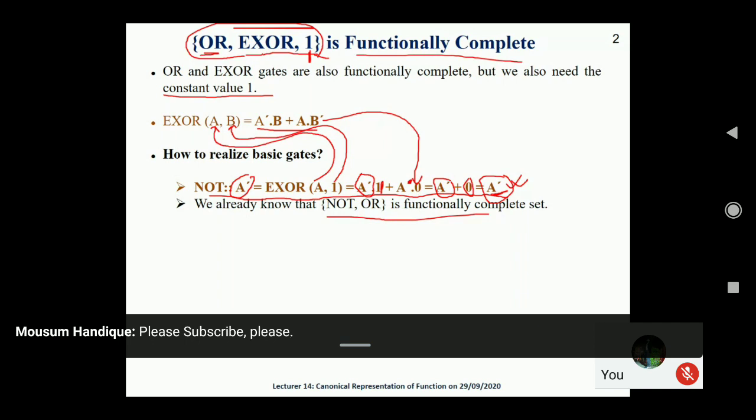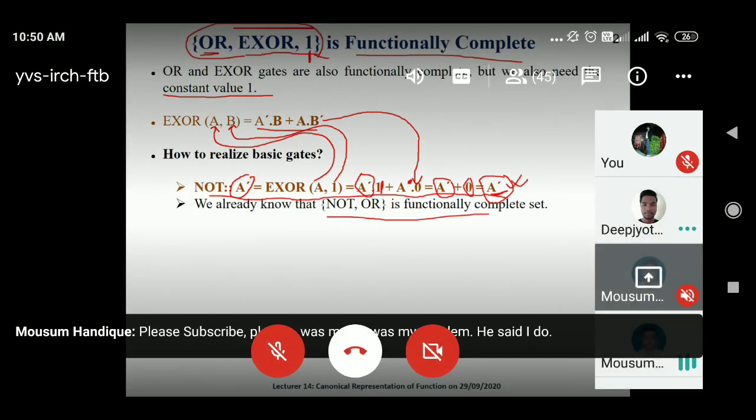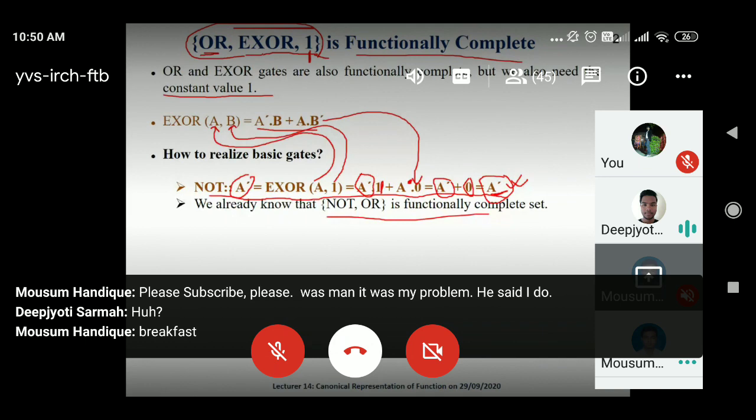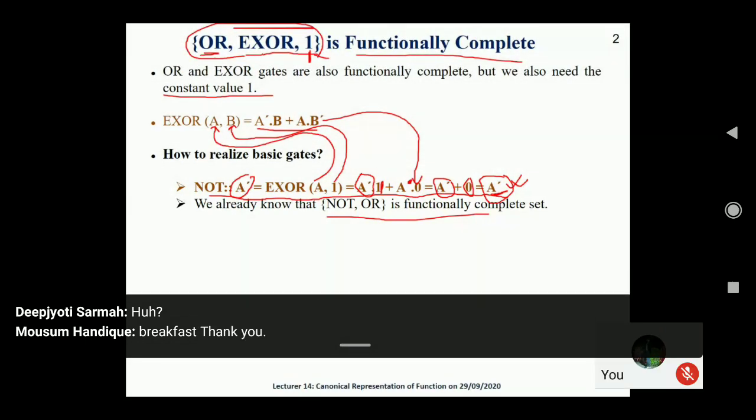समझ में आया? हाँ समझ में आया, पूरा बढ़िया से आया तो? हाँ आ गया. हाँ, ब्रेकफास्ट कर लिया ना तुमने? हाँ कर लिया था. थैंक यू, वेरी गुड. और किसी का कोई डाउट है?